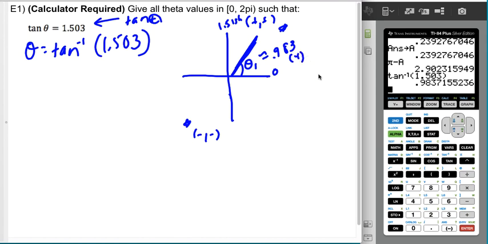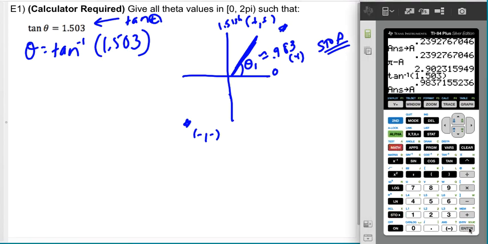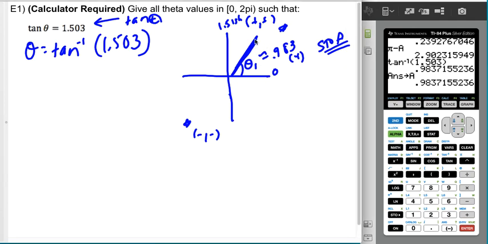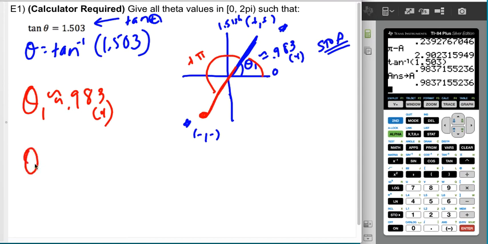But I'm going to store the original, so I'm going to store that as A. So I'm going to hit store alpha A. So that's my first theta. And then here's the trick. The other spot that this is going to be the same value is the spot that's directly across the origin from it. So basically, if I add pi, I will get the other theta. So theta 1 plus pi. My theta 1 was approximately 0.983 or 4. My theta 2, which is going to have the exact same positive tangent, is going to be pi plus this value, the thing that I stored as A.